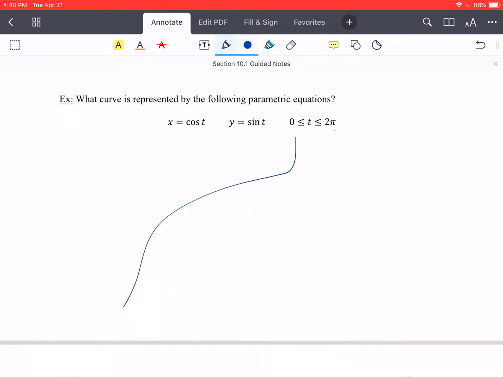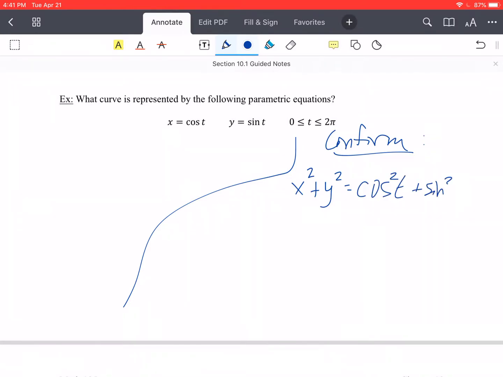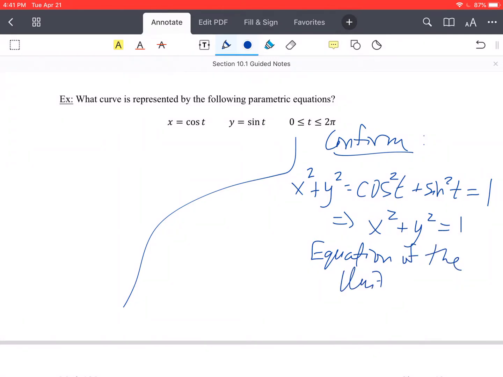So let's go ahead and confirm that this is in fact a unit circle. Let's just take x squared plus y squared and do the substitution using the parametric equation. So that's going to be cosine squared t plus sine squared t. And cosine squared plus sine squared of anything is just 1. So this gives us x squared plus y squared equals 1. And this is the equation of the unit circle, because it's centered at the origin and has a radius of 1.